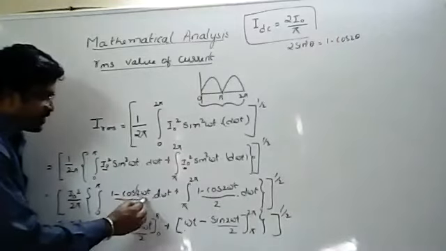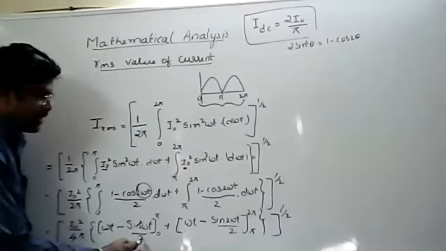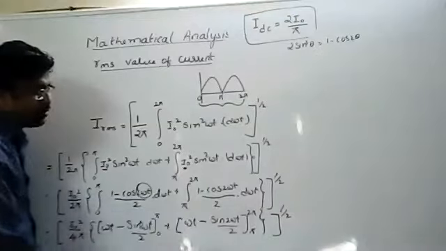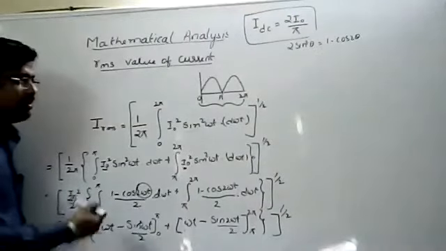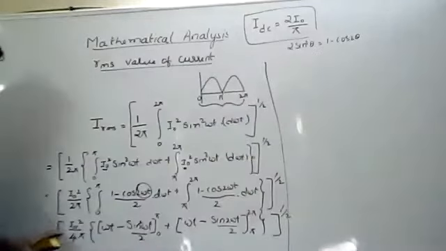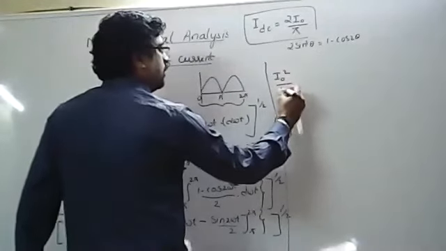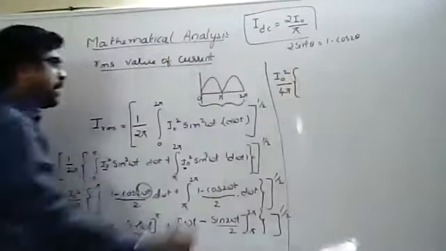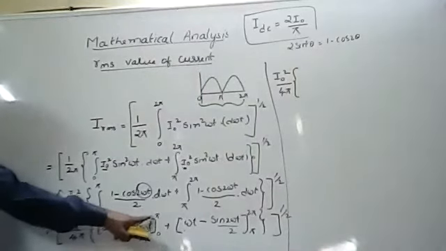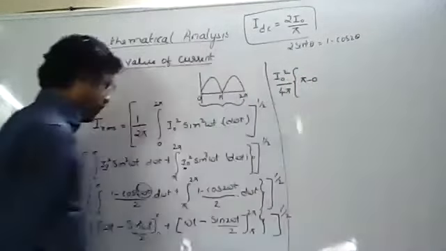Again, you have to differentiate this one. Differentiation of 2 omega t is what? 2, divided by 2. Integration of 1 is omega t minus sine 2 omega t by 2. Now substitute the limits. I naught square by 4 pi. So in the omega t, I will write upper limit minus lower limit. That is pi minus 0.